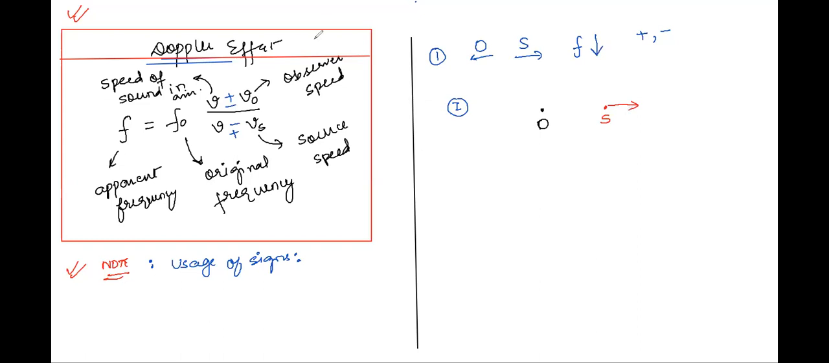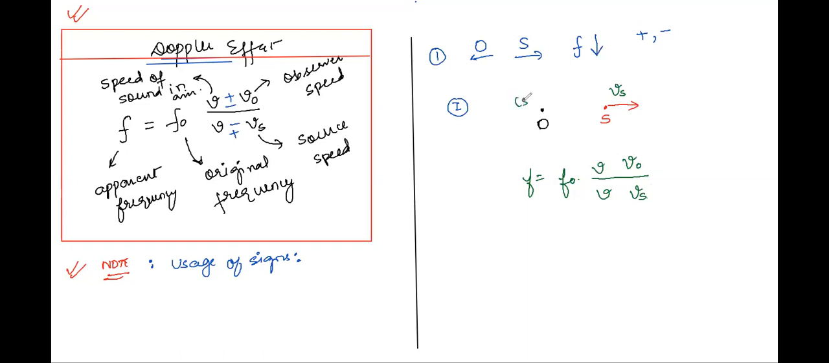So write the formula. Formula will be F is equal to F naught times V whole by V, here V naught and here Vs. Let's say the velocity of source is Vs and the observer is stationary. So, Karuna, tell me one thing: is the observer moving at all?